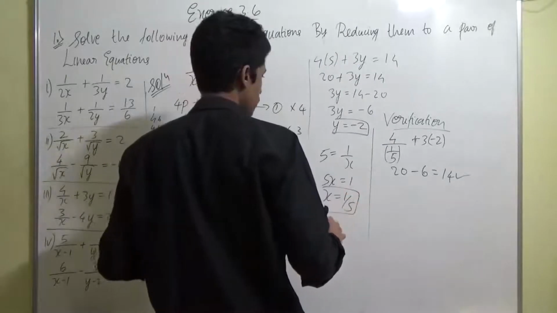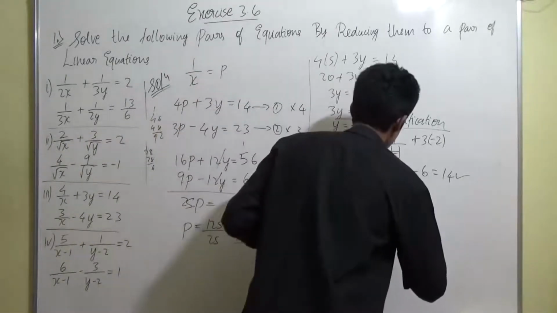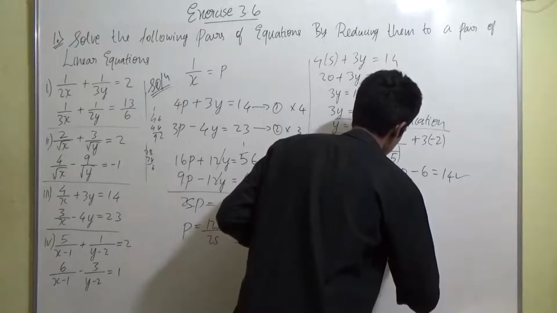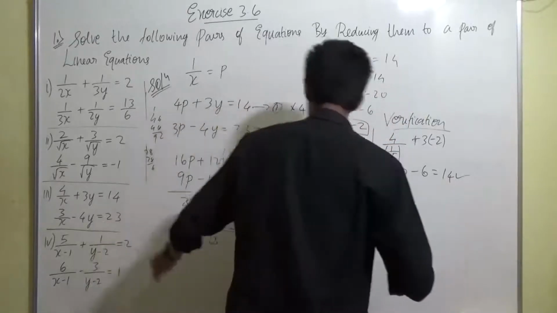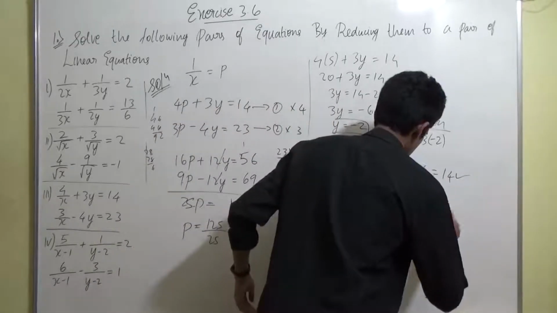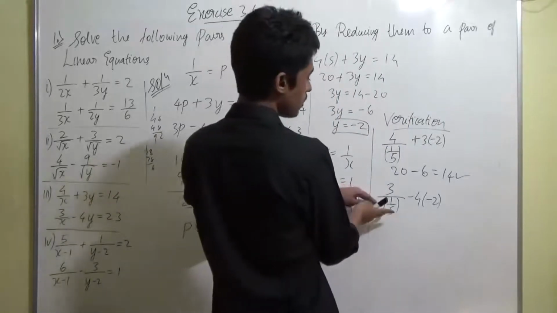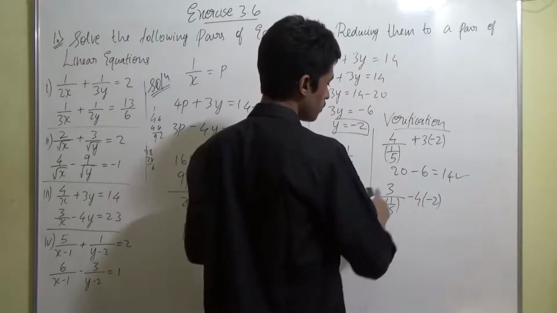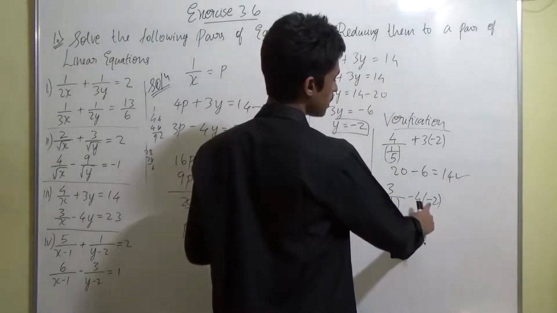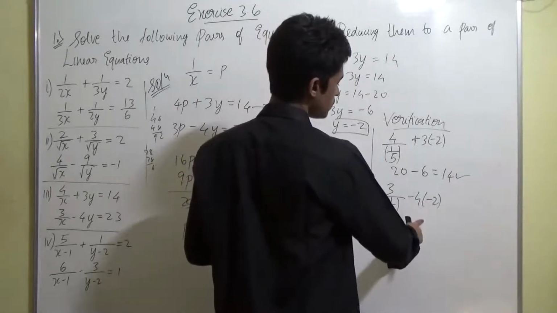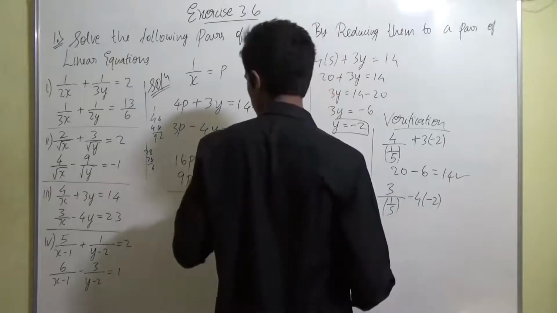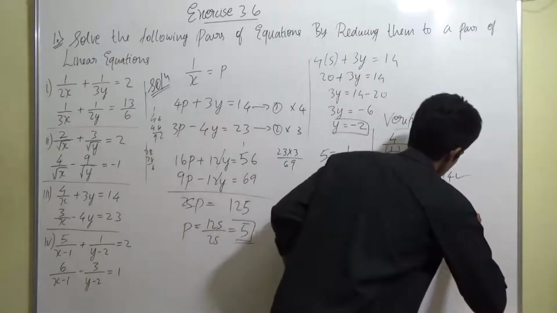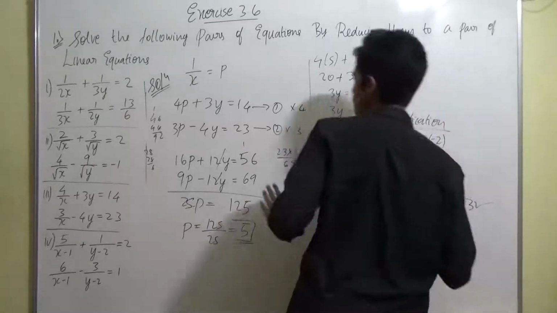Let's go to the verification of the second equation. It becomes 3 by the value of x, which is 1 by 5, minus 4 into minus 2. So 1 by 5 will go up and become into 5. So 3 into 5 is 15. 15 minus, minus into minus becomes plus, so it becomes 8. So 15 plus 8 becomes equal to 23. Correct, no? Which means we verified the answer also.